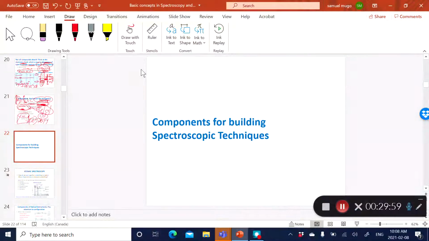So in the next lecture, we're going to talk about the components of building spectroscopic techniques, and how each of these components impacts sensitivity and, to some extent, selectivity as well.